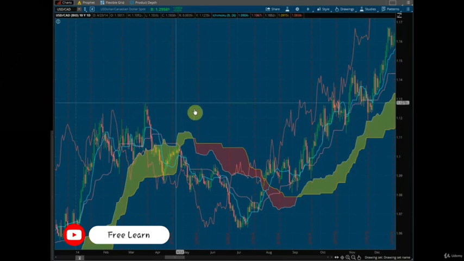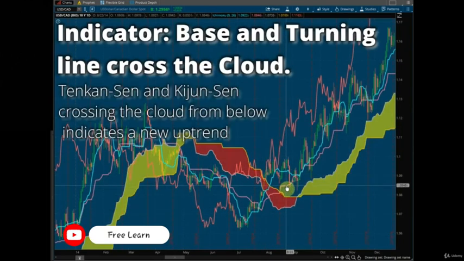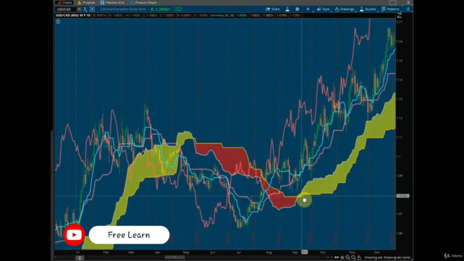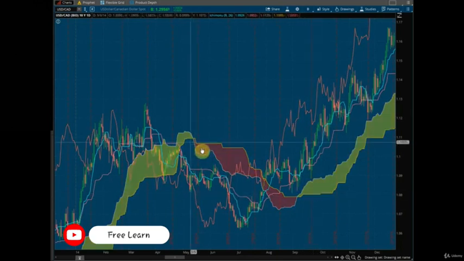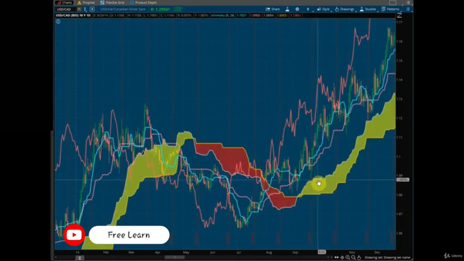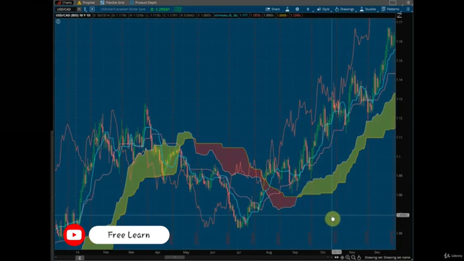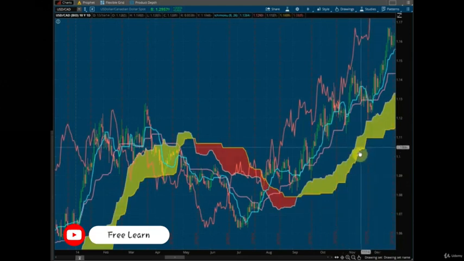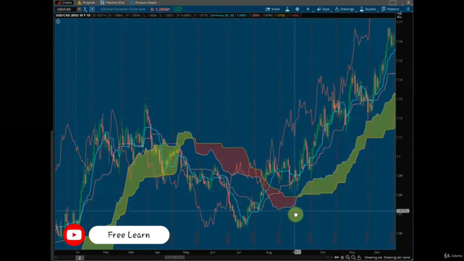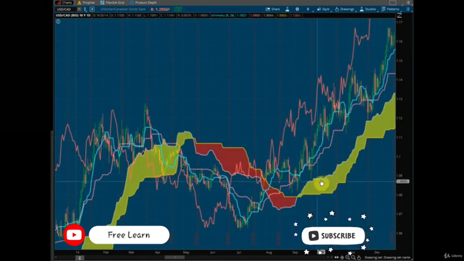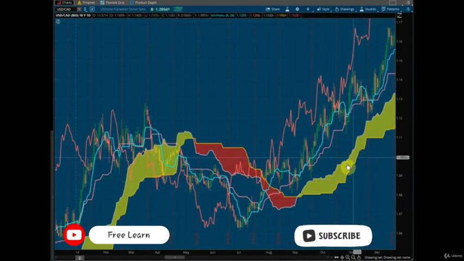Indicator number 2 is watching both the Tenkan-sen and Kijun-sen in relation to the cloud. So remember, the cloud is made up of span A and span B. All of the indicators, no matter, this is TD Ameritrade's platform. I'm not sure what countries this is available in. Most will have the cloud filled in, some will not. So you have to know that this is span A and span B. In between those two spans is the cloud.